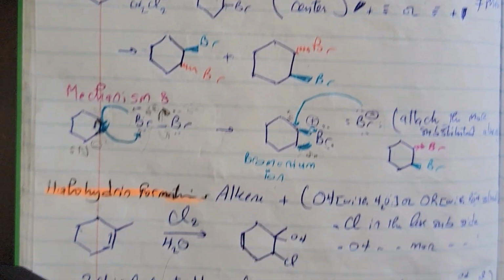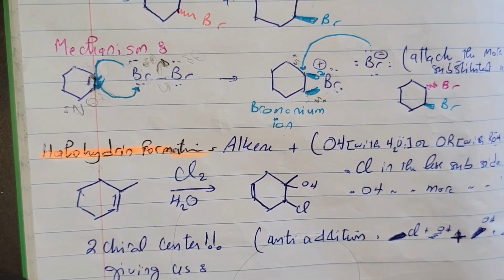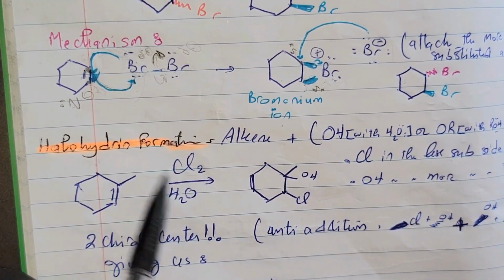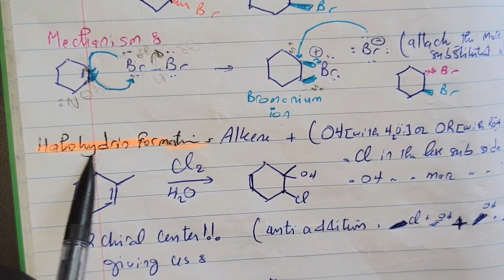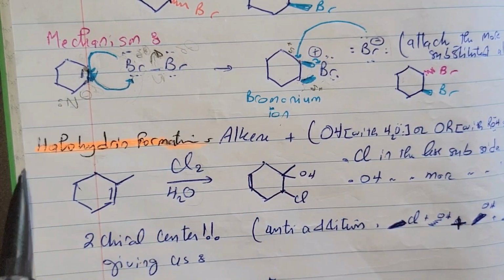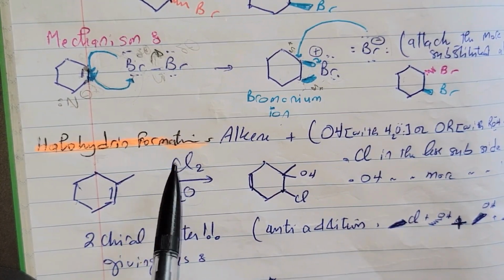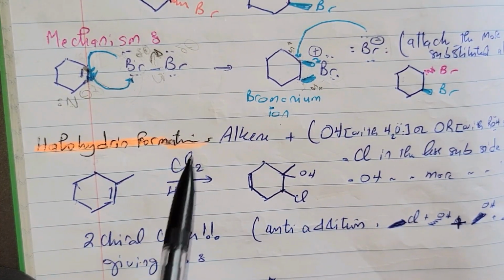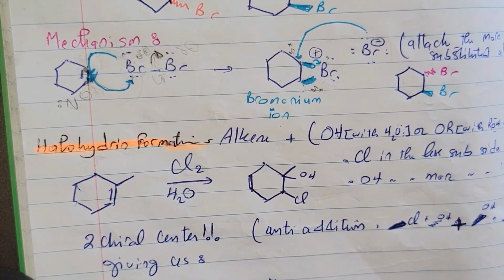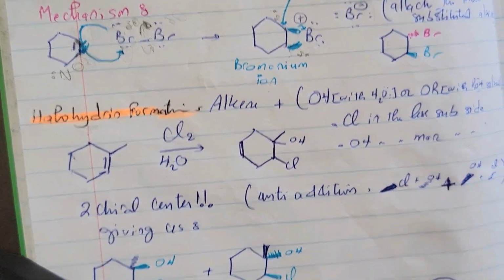Now let's move to halohydrin formation. Just remember, when it says halohydrin, it means we have a halogen, and hydrin means hydration, water. So we have here a cyclohexene reacting with water and halogen, or reacting with the halogen in the presence of the water molecule. Here we have two options. Let's talk about the mechanism first here.